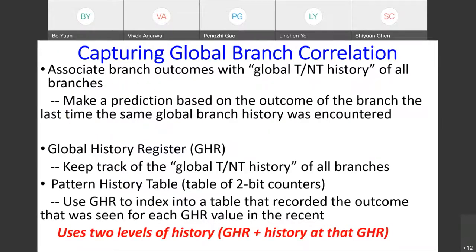Now, how to do that? The key thing is how can we capture such global correlation? How can we let your computer know that? Actually, a key component is that we need to use the so-called global history register.